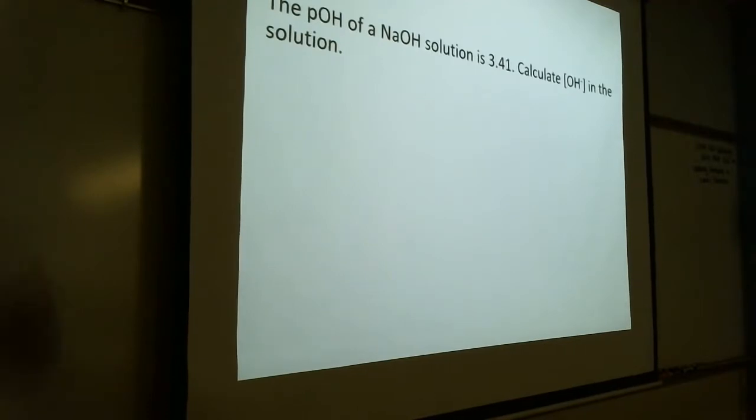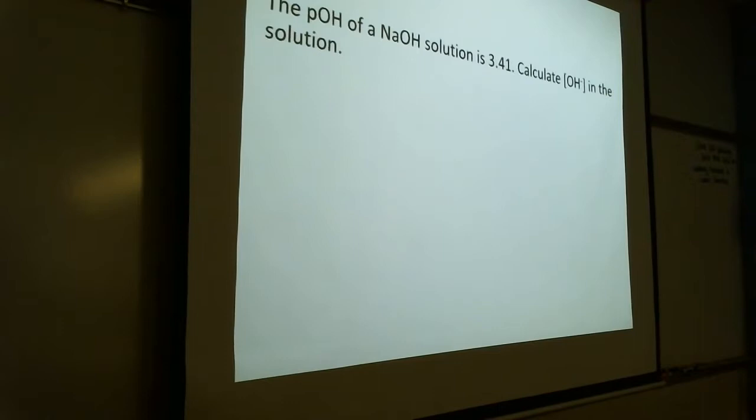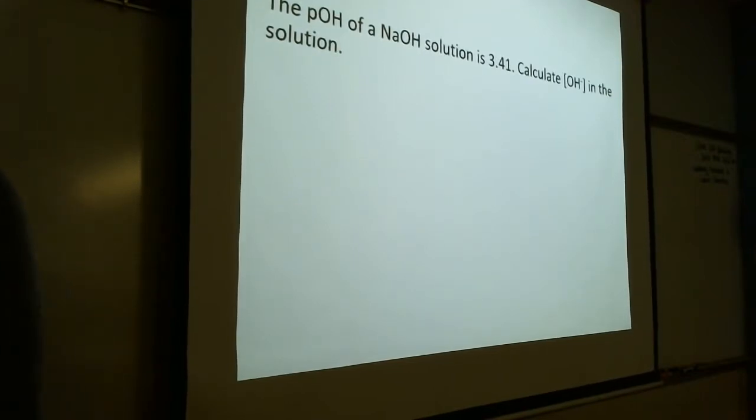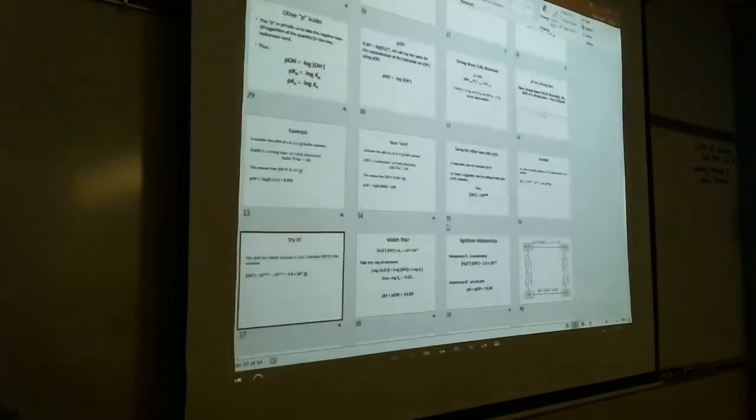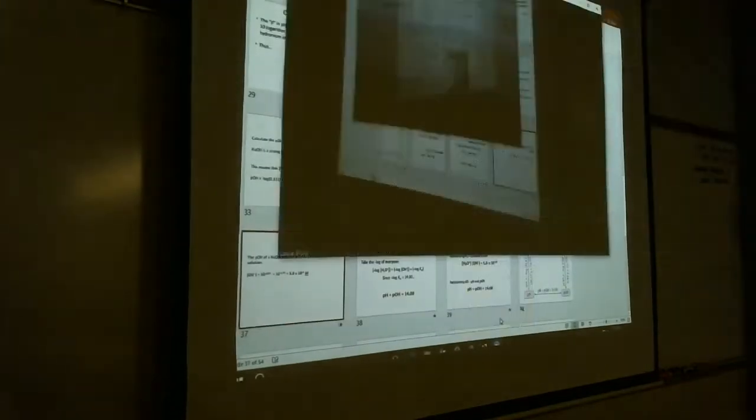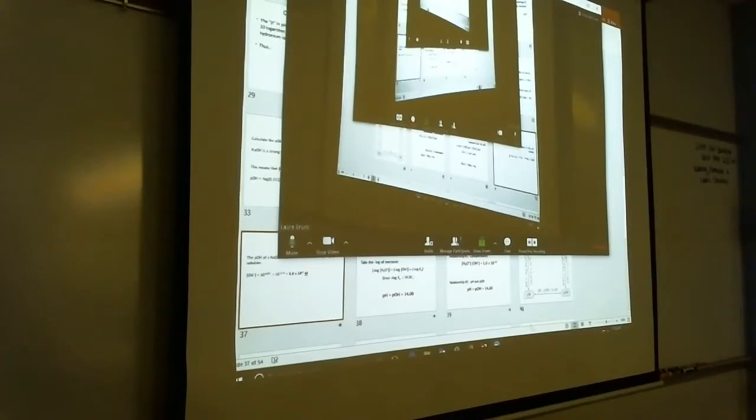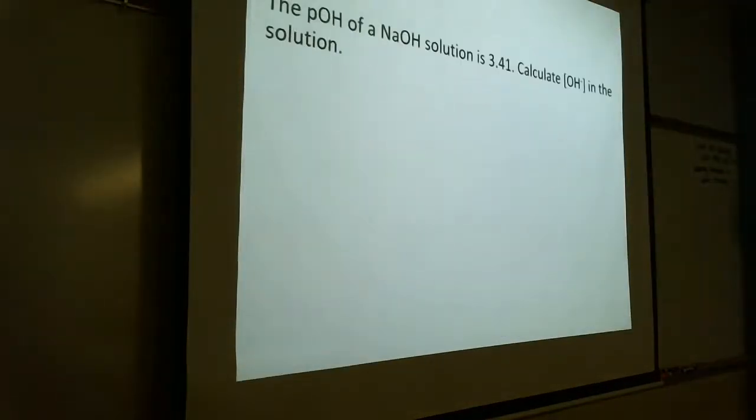So you try this one just for practice, practice with sig figs, practice with using your calculator. Here's the pOH, it's 3.41. I want to know what's the hydroxide ion concentration. Okay, let's go over this problem. Did you get 3.9 times 10 to the negative 4th moles per liter? Do we agree? Yes. Any questions on calculating hydroxide ion given pOH?